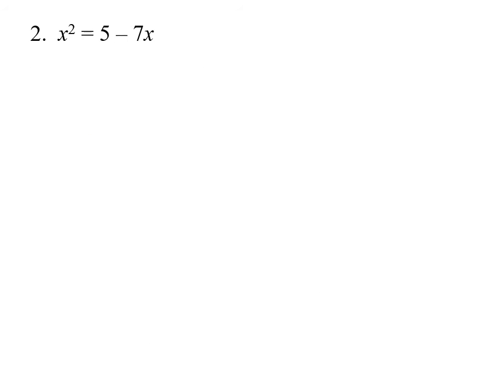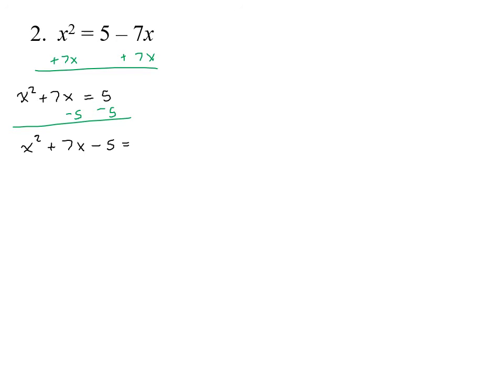Now, this one doesn't have any of the right form. It's not in descending order and it's not equal to 0. So the first thing I'm going to do is add the 7x, oops, not negative 7x, add the 7x to both sides and make it be x squared plus 7x equals 5. And then I'll subtract the 5 from both sides. And as I'm doing this, notice I'm putting it in descending order. So I have x squared, 7x, and minus 5. That is in descending order, and it's equal to 0 now.